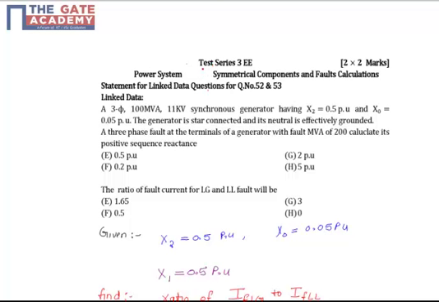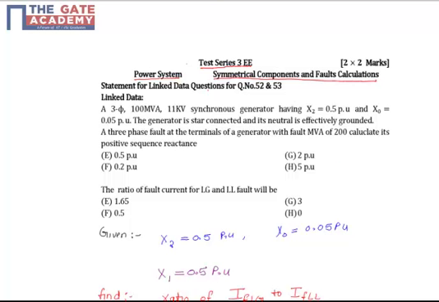Hello students, this question is taken from Test Series 3 EE, from the subject Power System, from the topic Symmetrical Components and Fault Calculation. It is a linked data question, question number 53, and it is a 2 mark question. The given question has a 3-phase 100 MVA 11 kV synchronous generator having negative sequence reactance 0.5 and zero sequence reactance 0.05, and the generator is star connected and the neutral is effectively grounded.